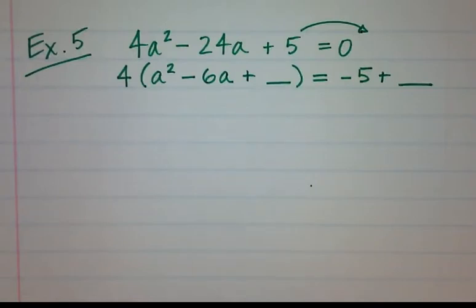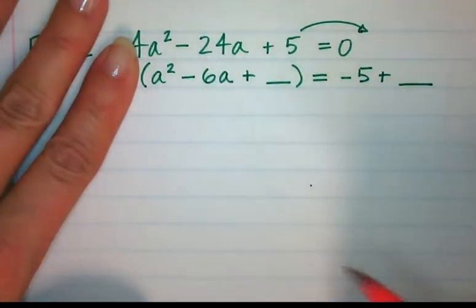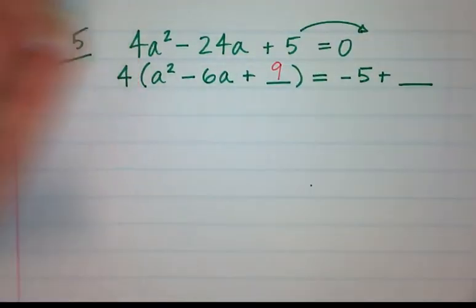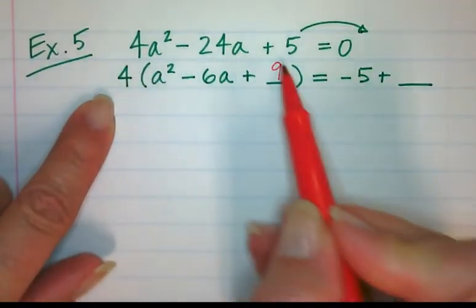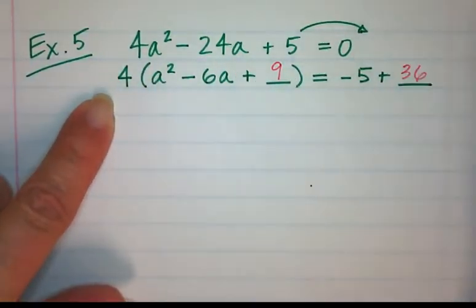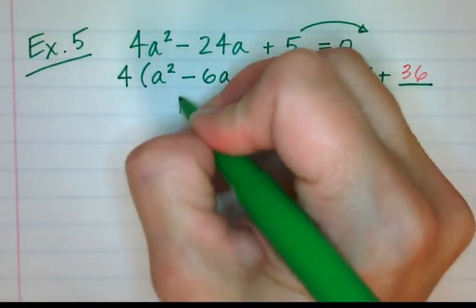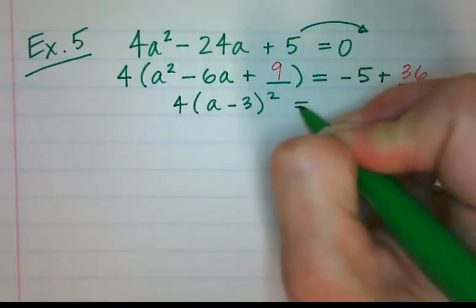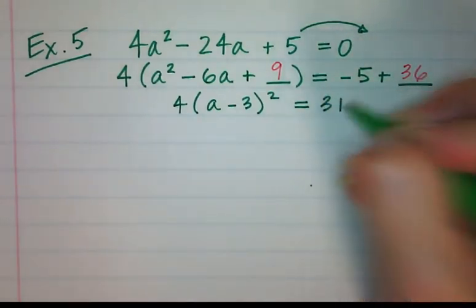All right, so now we need to think about what number needs to go into this spot to make it work. So half of -6 would be -3. Square that, and that's going to be a 9. However, we just put 9 in there, but the value of it is actually 36. So now on the left side, we can factor this to be a minus 3 squared, and then don't forget the 4. And then on the right side, that adds up to 31.